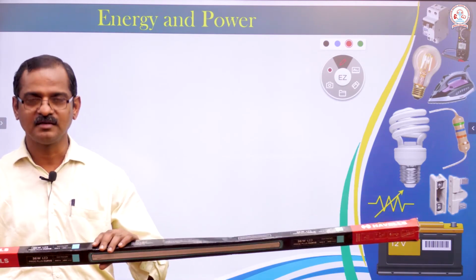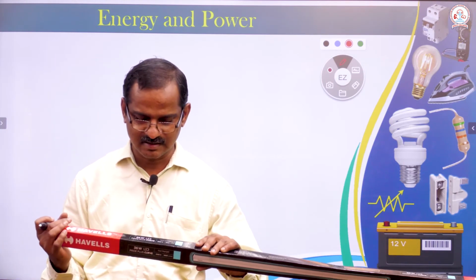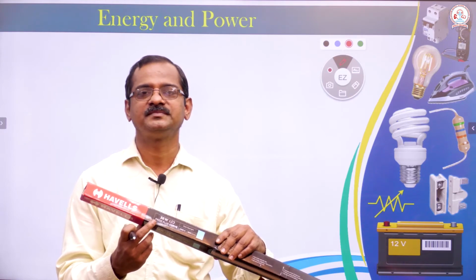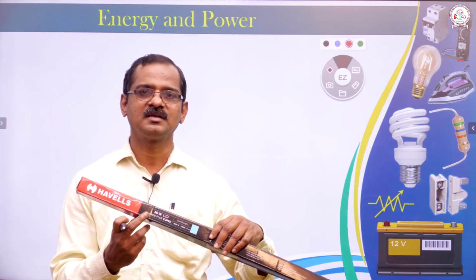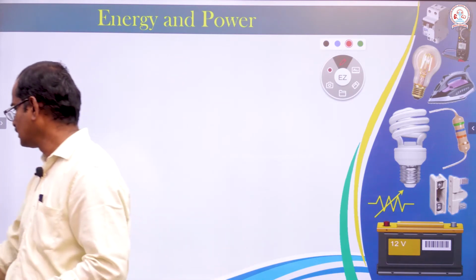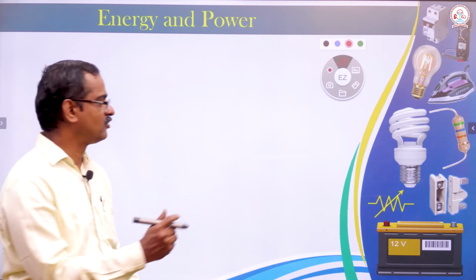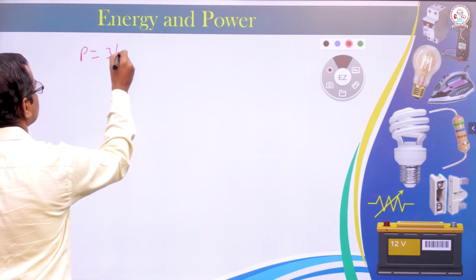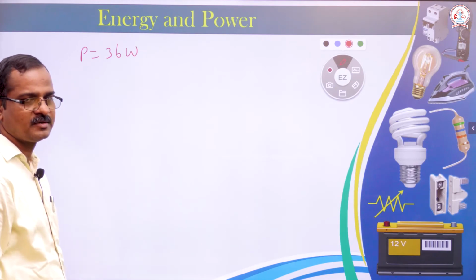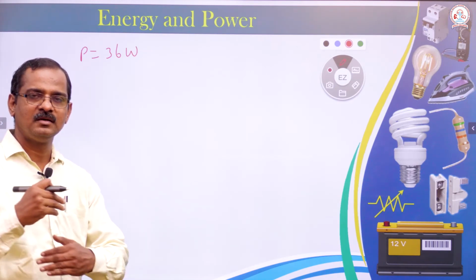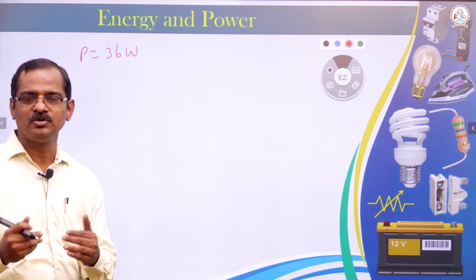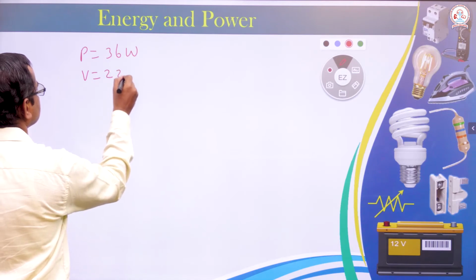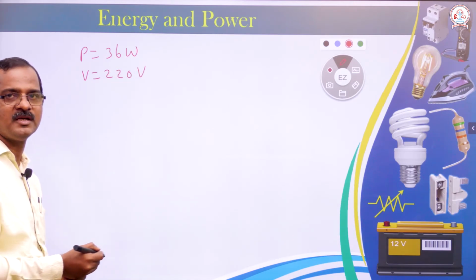Students, you just look at this. This says it is 36 watt. This bulb works at 36 watts of power. Power is equal to 36 watt. And the potential from the electricity board, what we draw, is 220 volt. V is equal to 220 volt.